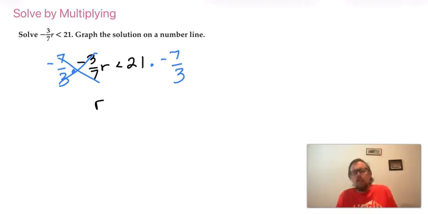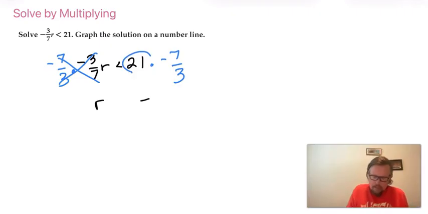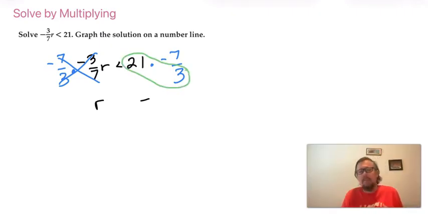Over on the other side, we're doing positive 21 times -7/3. So that's going to give us a negative answer. You can do this on the calculator if you like, or you can do 21 divided by 3. Let me use a different color here. 21 divided by 3 is 7, and 7 times 7 is 49. So this is going to be -49.